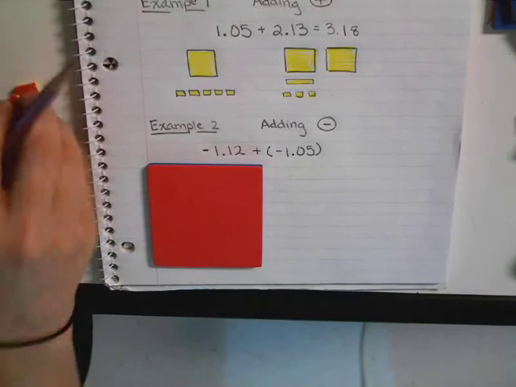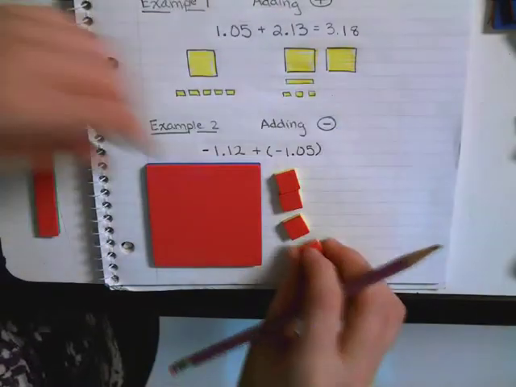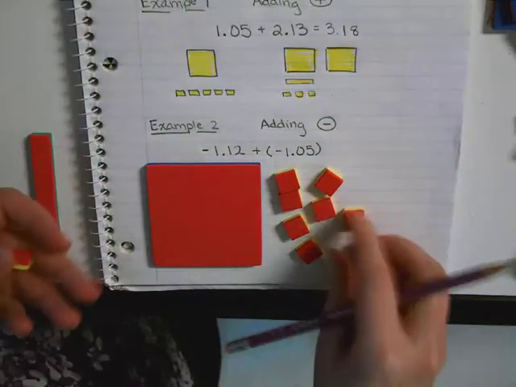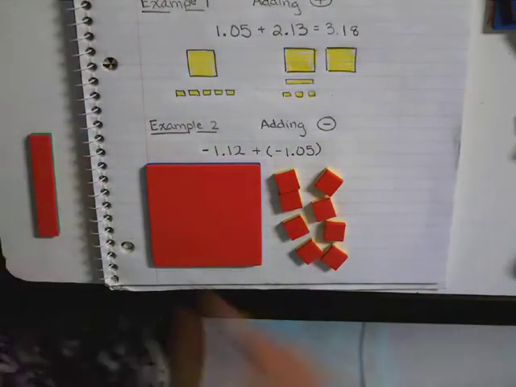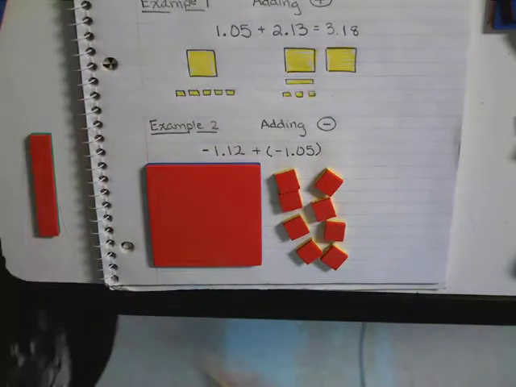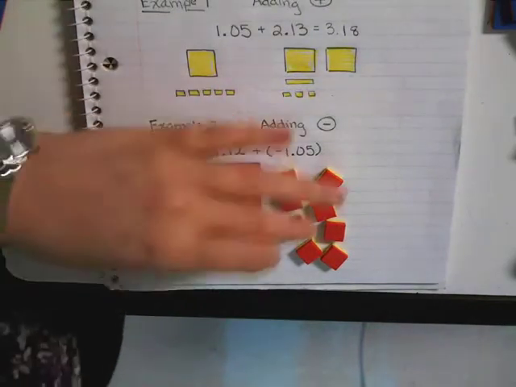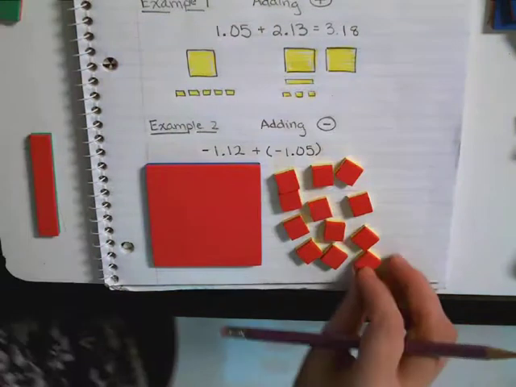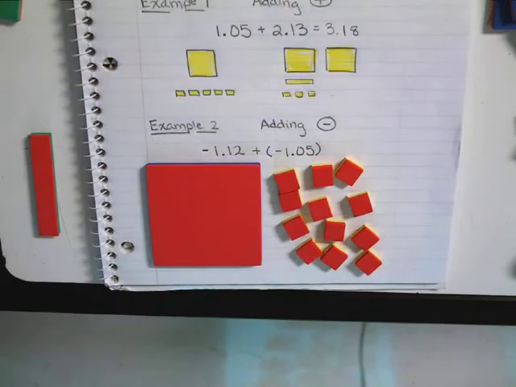Okay, so if I put 12 of these, and this is where it's not going to work out. 1, 2, 3, 4, 5, 6, 7, 8. Hold on. Hang in there. 2, 3, 4, 5, 6, 7, 8, 9, 10, 11, 12. Just see how this goes. Now, is this a representation of 12/100? Yes, I have 12/100.